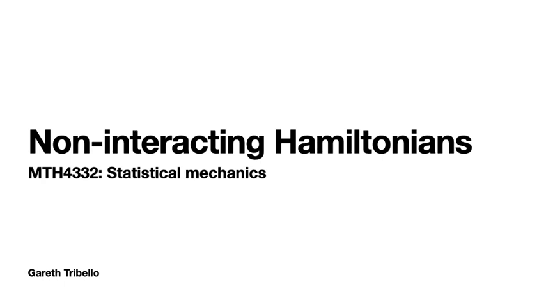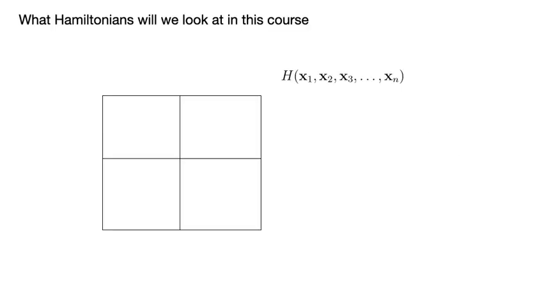The Hamiltonian function, H, is the function that takes in the microscopic state of the system and returns the energy of that configuration. We can classify the Hamiltonians that we study in a typical statistical mechanics course into four categories that are based on two criteria.